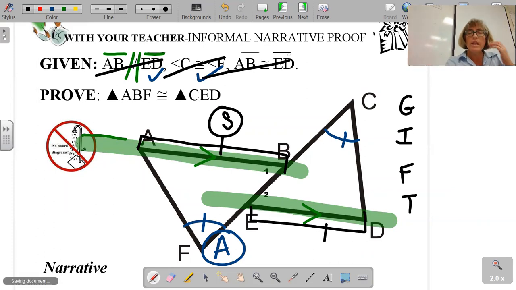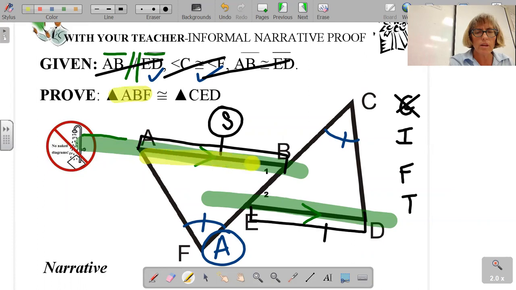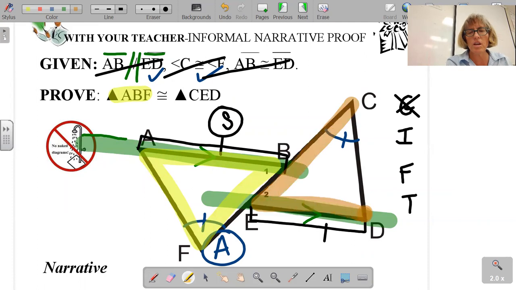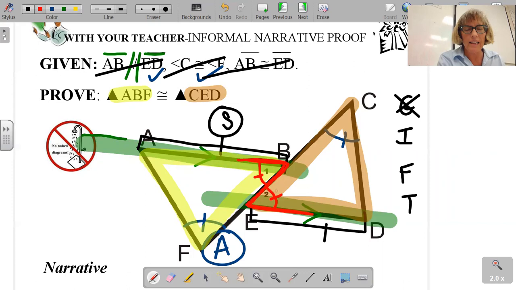Now, implied. What is implied here? We're trying to prove that this triangle, ABF, and this triangle, CED, are congruent. Implied or freebies. There's not really vertical angles here, folks. But because of the parallel lines, because of those green parallel lines, we do get angles 1 and 2 congruent. So that gets us a pair of angles.